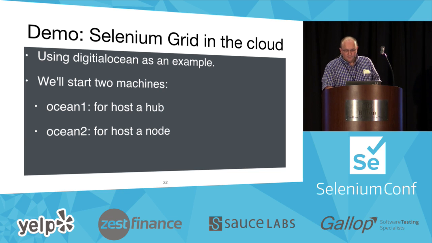So in this example, I'll start 2 machines. One I'm just going to call Ocean 1 for the hub, and then Ocean 2 for the host.